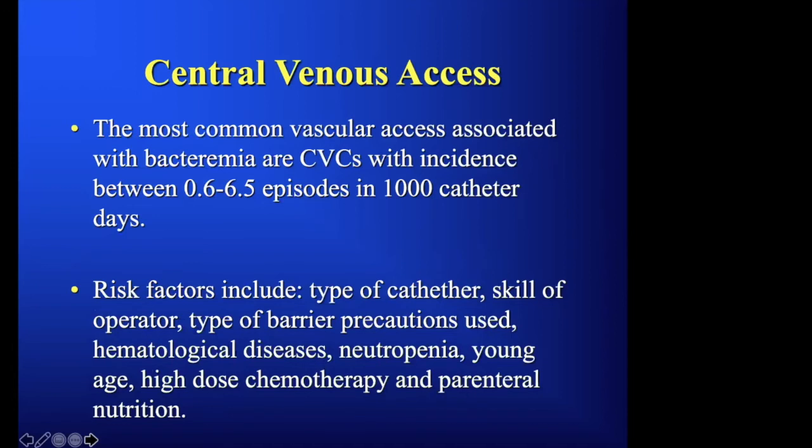So for central venous access, the most common source of bacteremia is associated with central venous catheters, with an incidence which ranges from 0.6 to 6.5 episodes in every 1,000 catheters that are placed. The risk factors for these include the type of catheter, which is either a temporary catheter or a tunneled catheter, the skill of the operator, whether a person is well-skilled or new to placing the catheter, the type of barrier precautions used, hematological diseases and immunosuppressed patients, like those with high-dose chemotherapy and those patients dependent on parenteral nutrition.